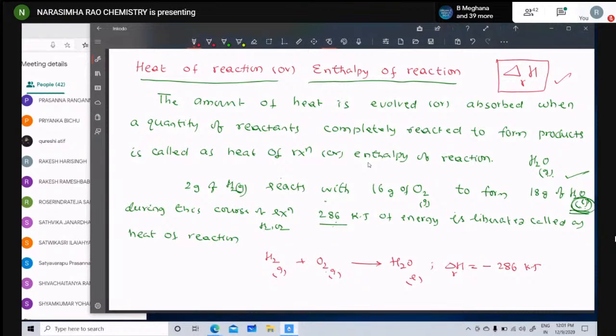Now, what are the factors that influence the heat of reaction? Which factors influence the heat of reaction? Let me discuss now.